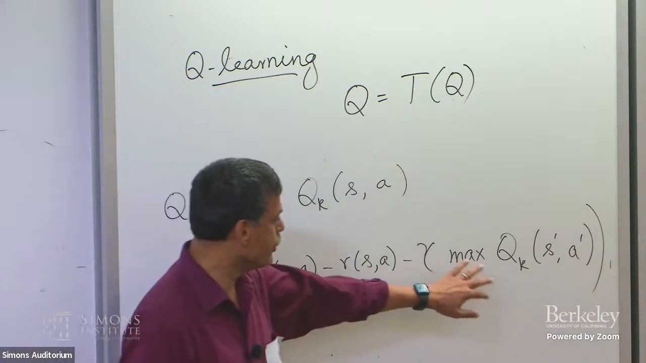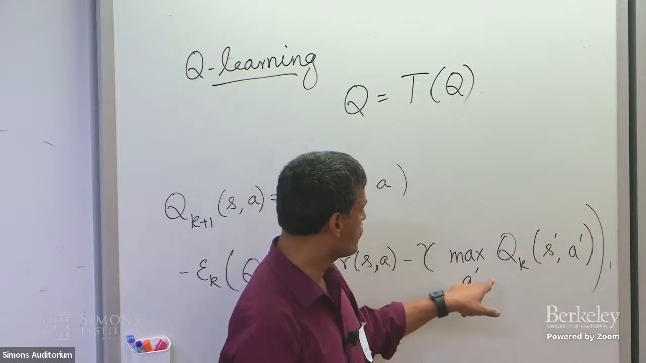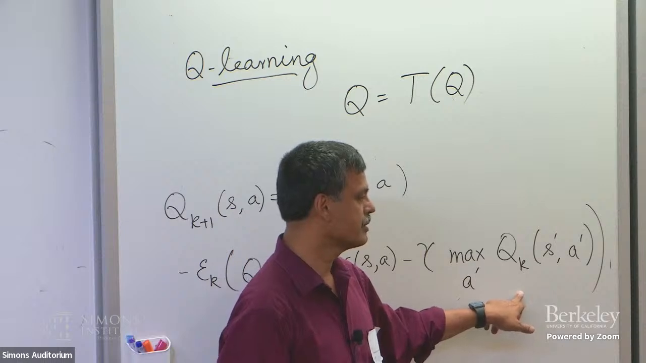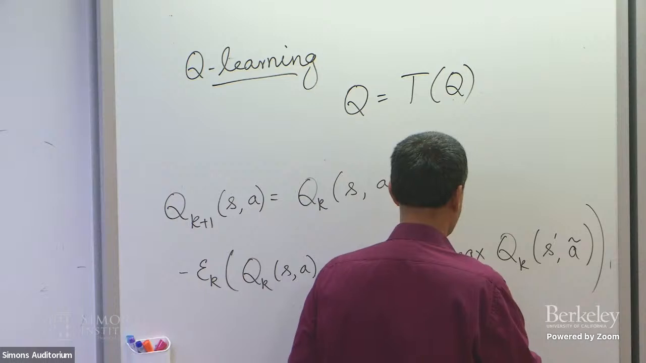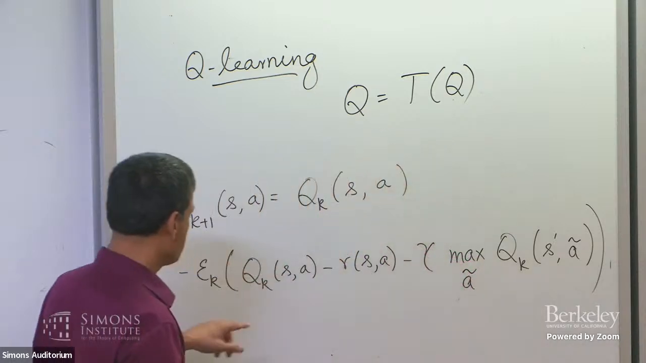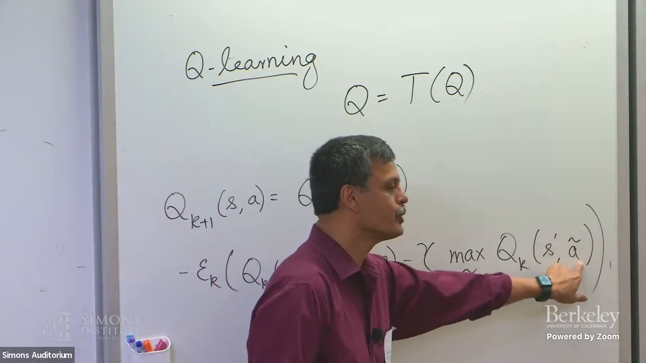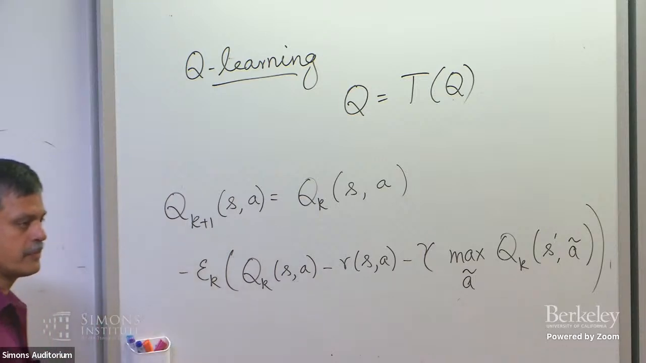So you put a max in. You don't take the next action that you observe in your trace, but you actually take the optimal action based on the current Q function. We call it A tilde. So here I need S_k, A_k, and S_{k+1}. I don't use A_{k+1}, I do a maximization here. Okay.